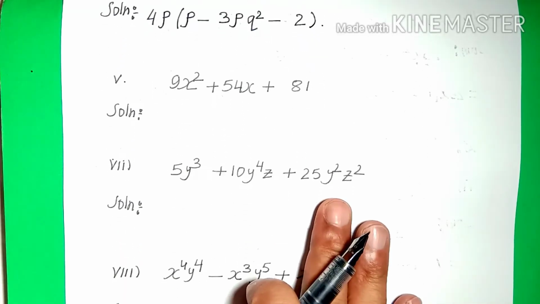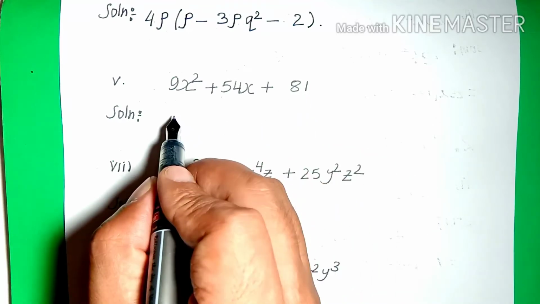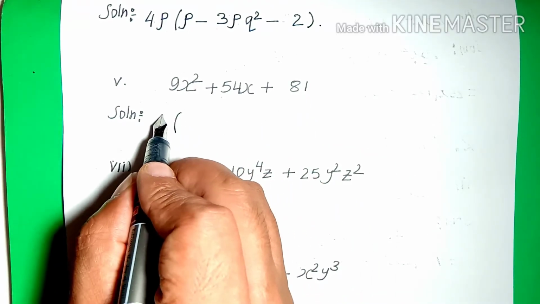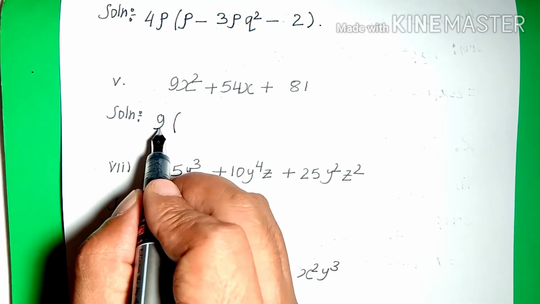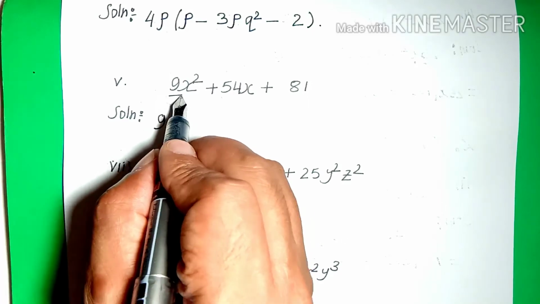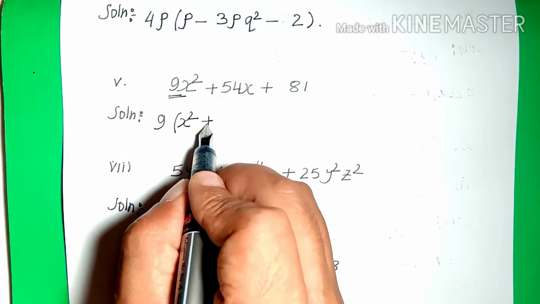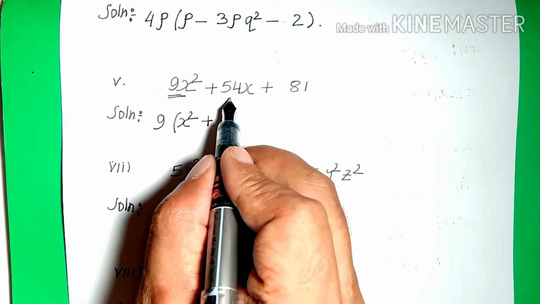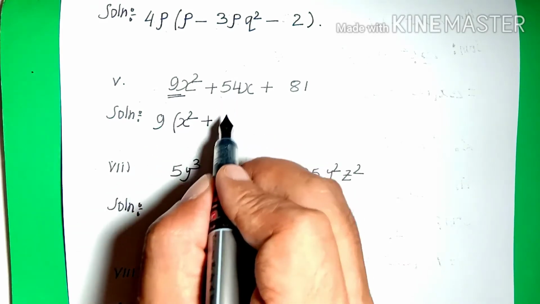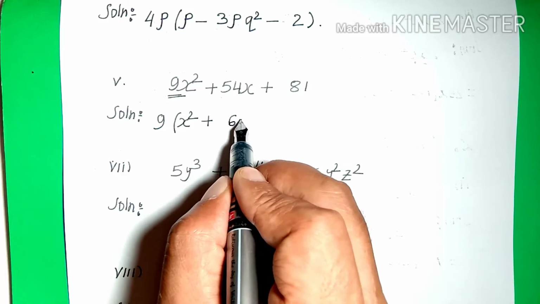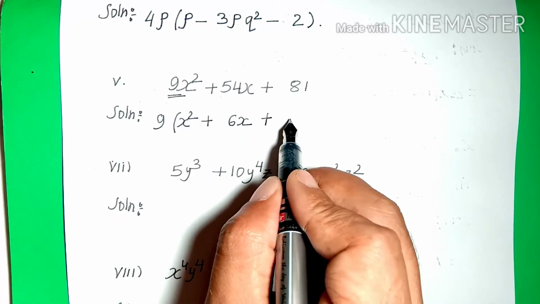The next one, again we can see here 9, 54, and 81. All these are divisible by the table 9, and that is our highest common factor among these three. After taking 9 as the highest common factor, from this term what will be left out? Only x square. Plus after taking 9 as the highest common factor from here, the remaining will be 9 into how many times equals this? Yes, 9 into 6, 54. Then the variable x will be left out. Plus again 9 into how many times? 9, 81.